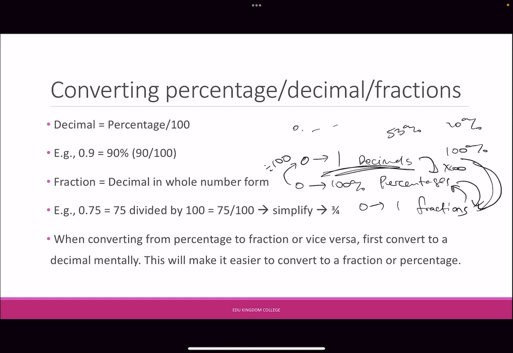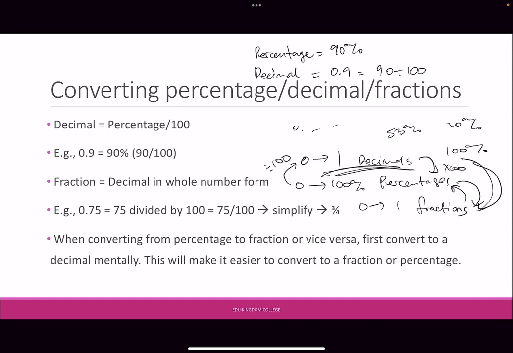So when converting from percentages to fractions, always convert to a decimal first, or mentally, and then write it out. Write out what you're thinking in its exact form. So if you're converting a percentage to a decimal, 90% is going to be 90 divided by 100. So if the percentage equals 90%, the decimal is going to be 0.9 or 90 divided by 100.